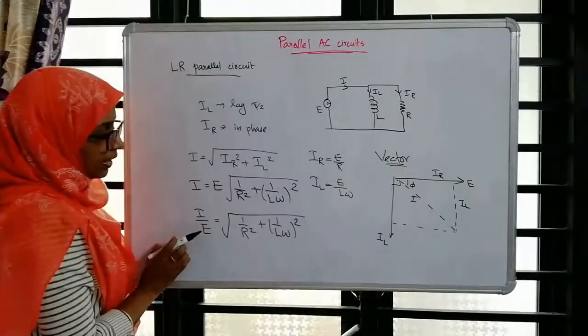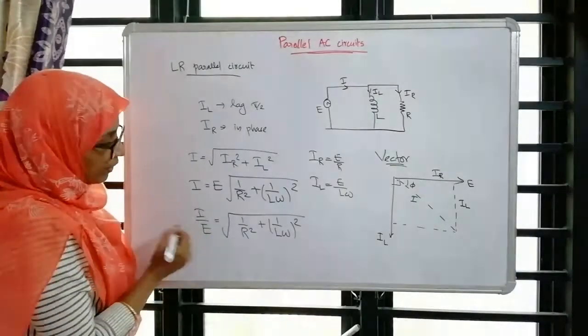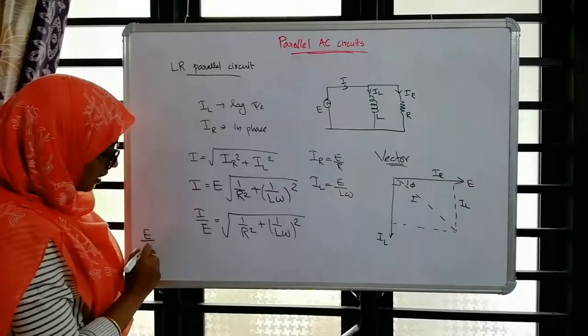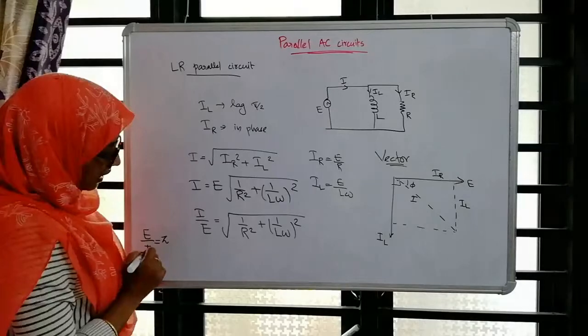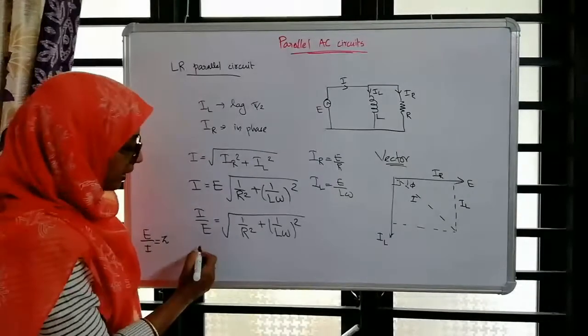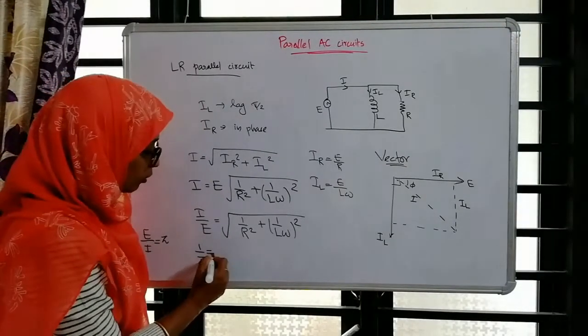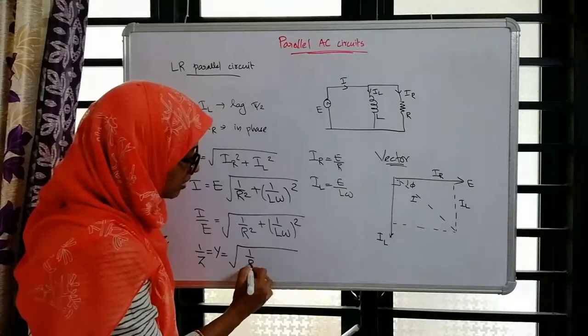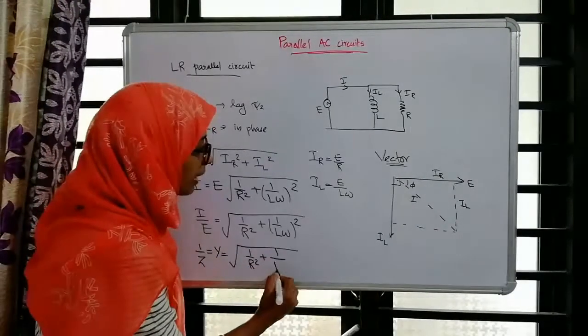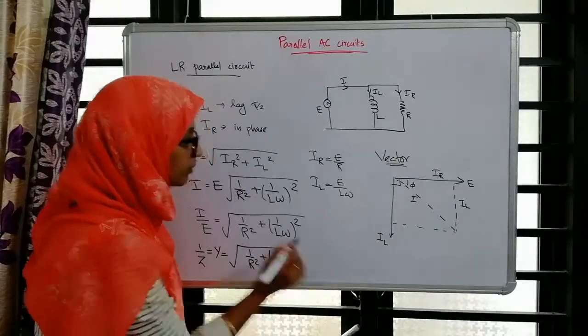From this we are rearranging like this, and we know E by I is equal to the impedance, that is Z. Then this will be I by E. 1 by Z is equal to Y is equal to root of 1 by R square plus 1 by L omega whole square.